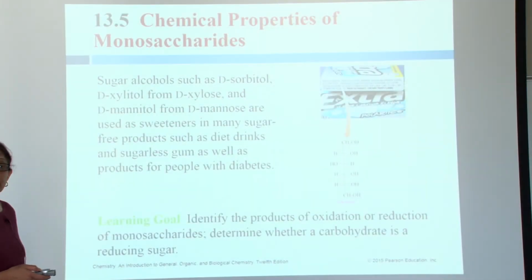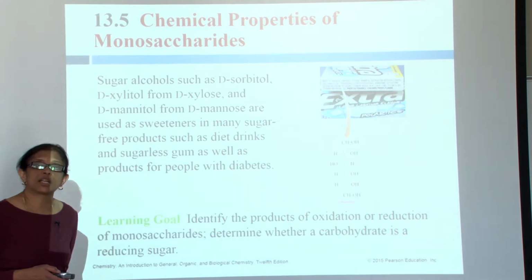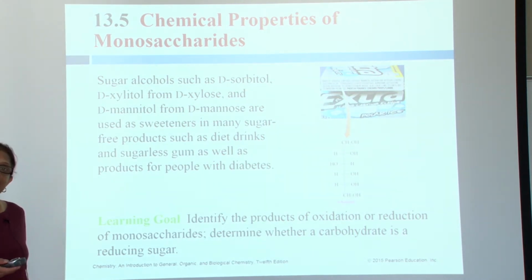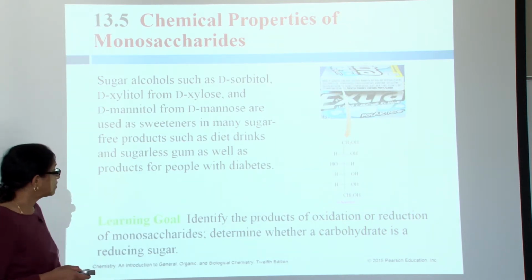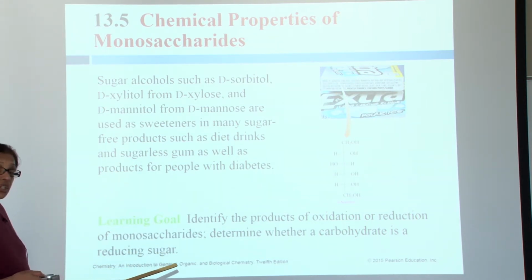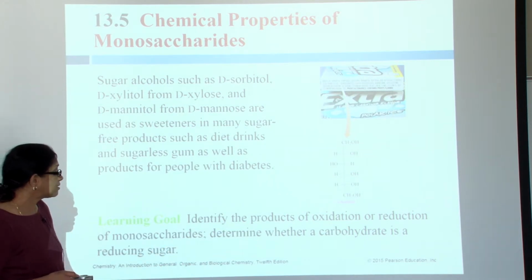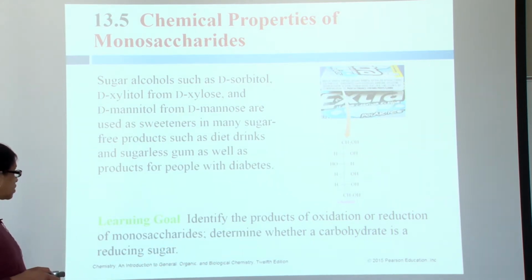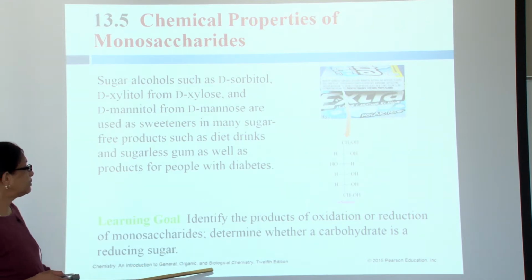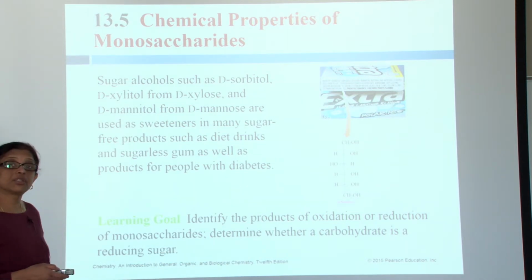So now we are in unit 13.5, and in this we discuss the properties of monosaccharides, then disaccharides and polysaccharides. So we start with discussing the chemical properties of monosaccharides. Again, in this unit we are going to identify the products of oxidation or reduction of monosaccharides, and determine whether a carbohydrate is a reducing sugar.